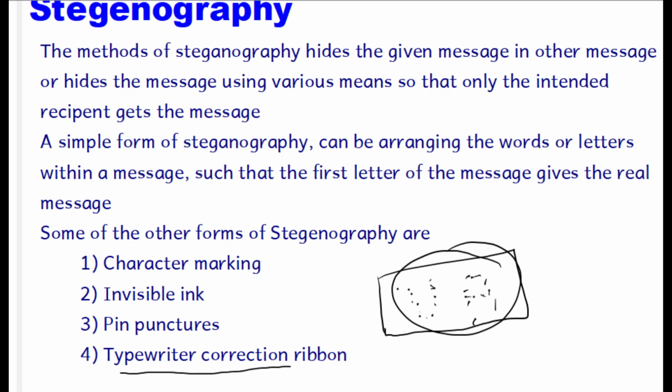Then we have the typewriter correction ribbon. With typewriter correction ribbons we can make a correction, but the alphabet is already there. When it is seen in extremely intense light, the message can be revealed. So there are other forms of steganography also. This is how steganography can be done.